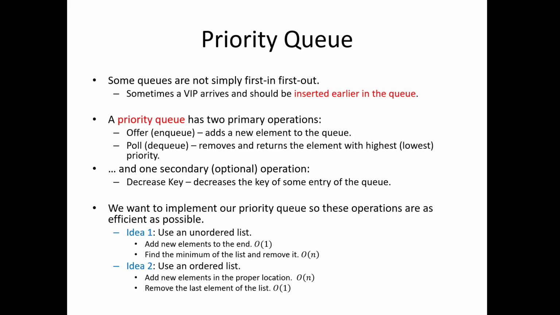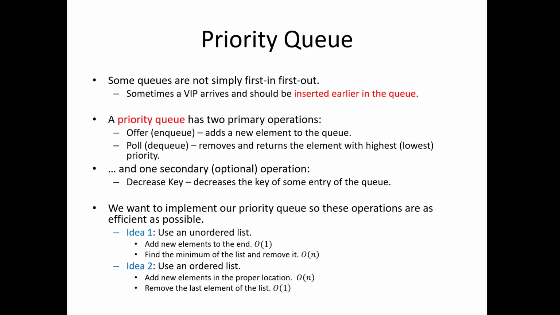But finding and removing the minimum element is going to be trickier since we have to search the whole list now and then maybe shuffle things around afterwards. So this is going to take us order n, or a linear amount of time in the worst case, to find and remove the minimum element. So one of our operations is not that expensive, the other one is.